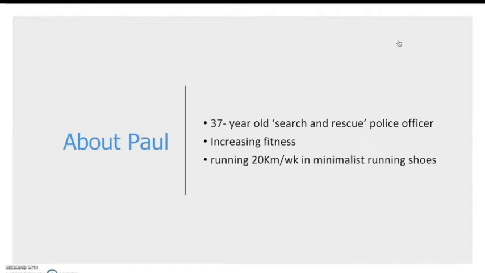Paul is a 37-year-old search and rescue police officer who has been increasing his fitness to keep up with his work standards. He has started increasing his weekly runs to 20 kilometers in minimalist running shoes.